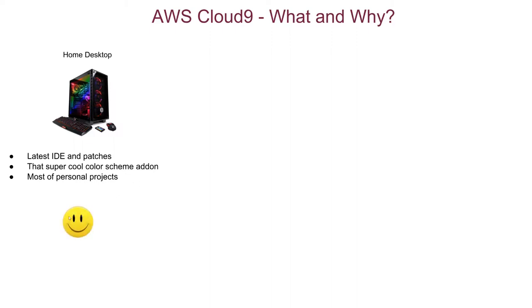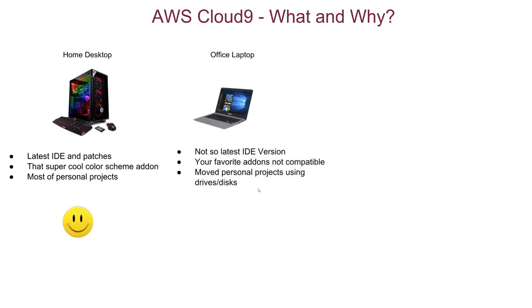So if we say this is you, you are pretty happy working on this home desktop. Now let's say you also have an office laptop, which is decent but not as powerful as your home desktop. And generally for an office laptop, there are some restrictions on what version of software you can use or not. So it doesn't have the latest IDE, but still it's okay. And your favorite add-ons are not compatible, but you found some older add-ons. You are making it work, right? And you moved your personal projects using drives and disks. So you did some tweaks. It's still okay, but not as good as your home desktop. So you're neutral about it.